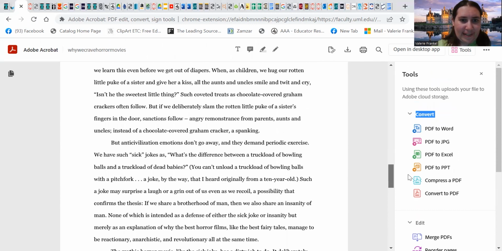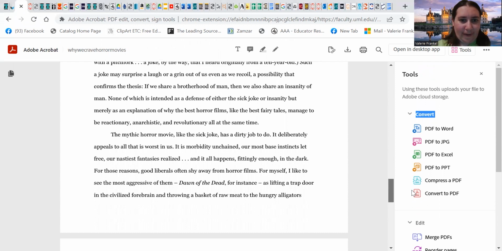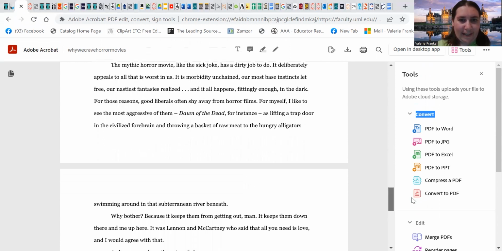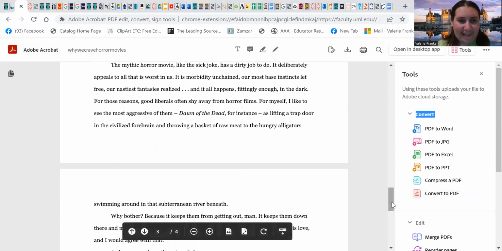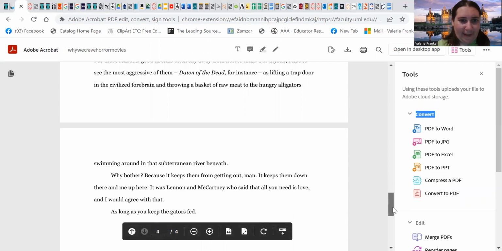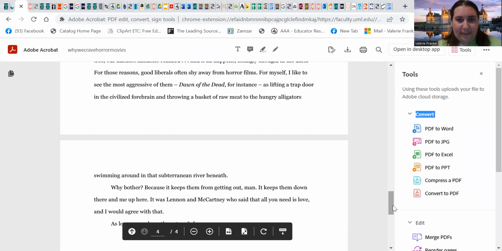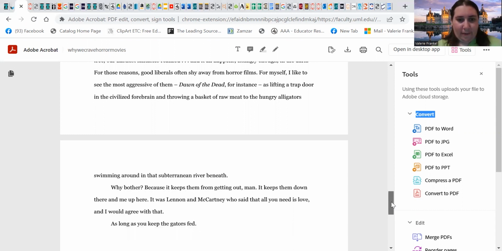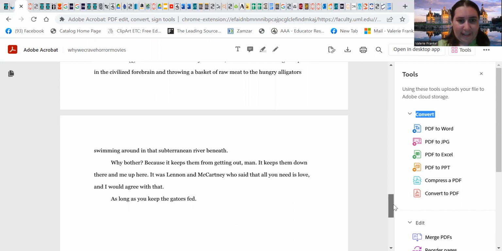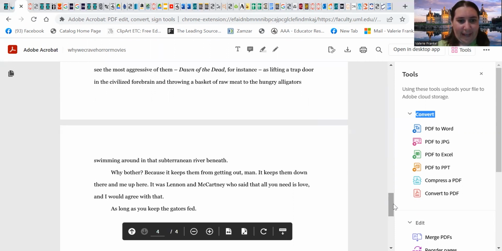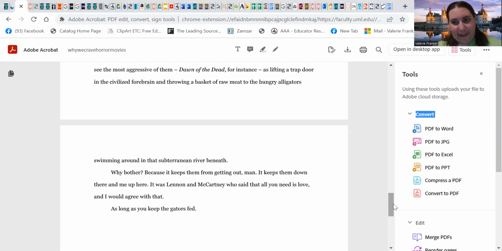And he goes through all these examples just to make his point of it lets out our worst instincts, but only in a safe place. I think of the most aggressive films like Dawn of the Dead as lifting a trap door in the civilized forebrain and throwing a basket of raw meat to the hungry alligators swimming in the subterranean river beneath. Why? Because it keeps the scary alligators from getting out. All we need is love, okay, but you better keep those gators fed.